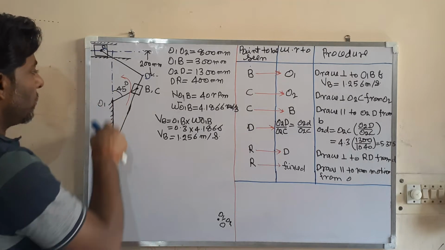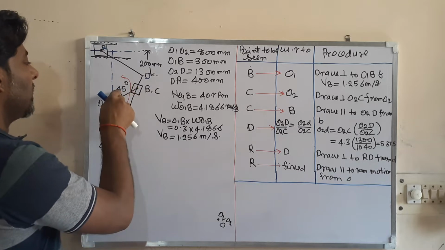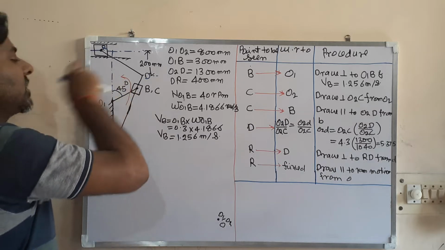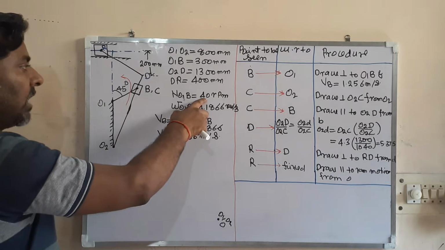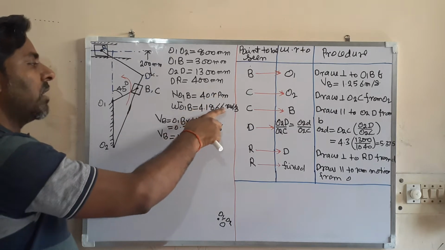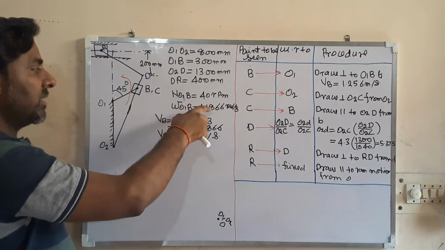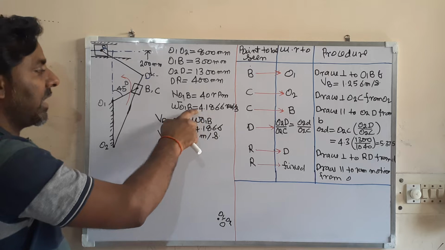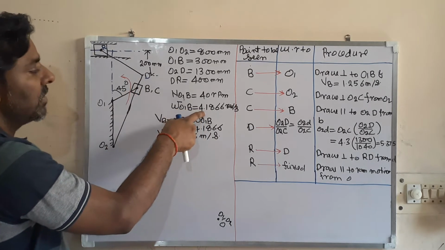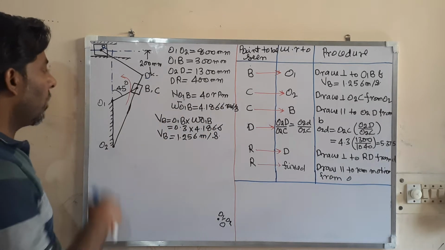So this is O1 O2, this is O1B, the crank. This angle is 45 degrees and this crank is rotating in the counterclockwise direction with an angular velocity of 40 revolutions per minute. I have converted it into radians per second just by using the formula 2 pi N divided by 60. So the angular velocity of the crank O1B becomes 4.1866 radians per second.